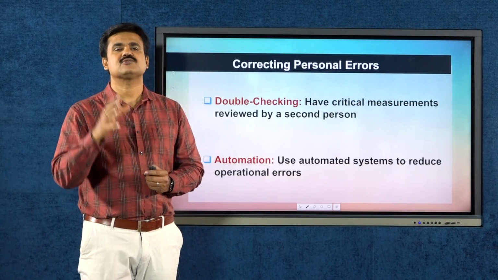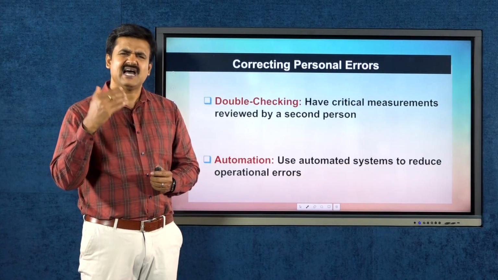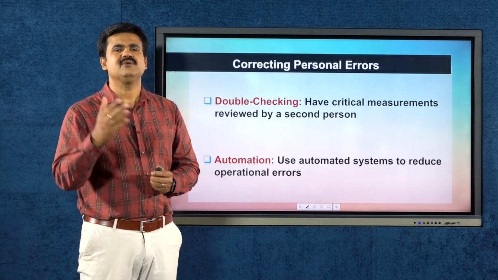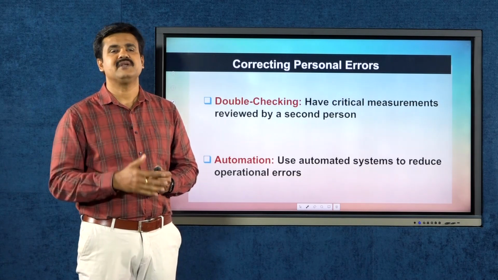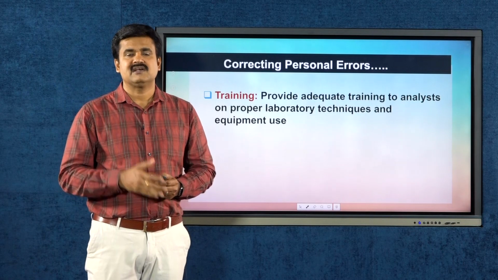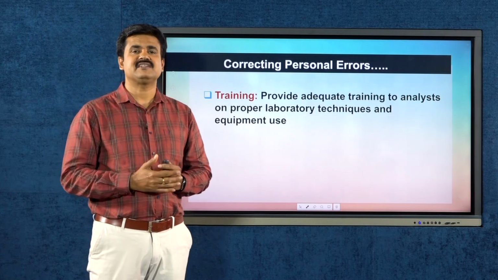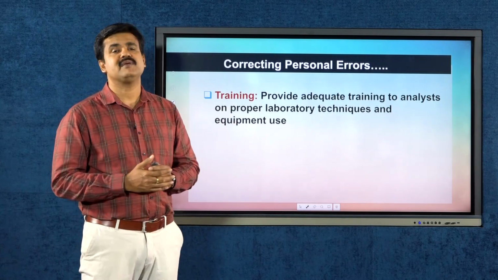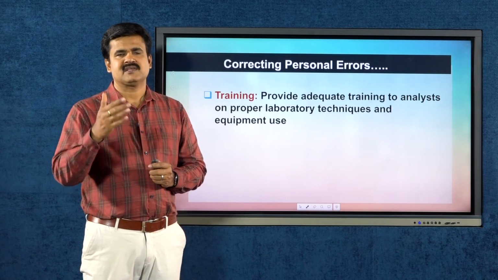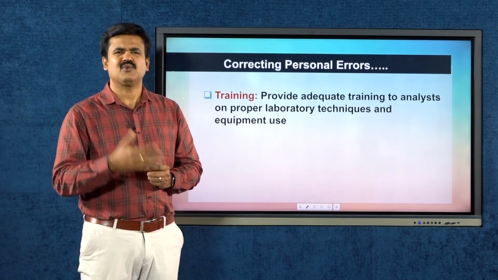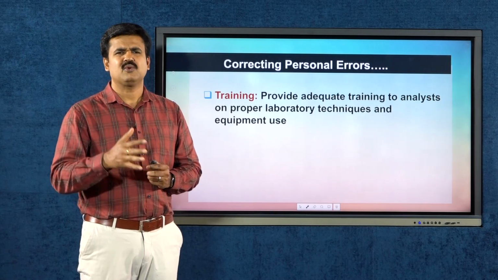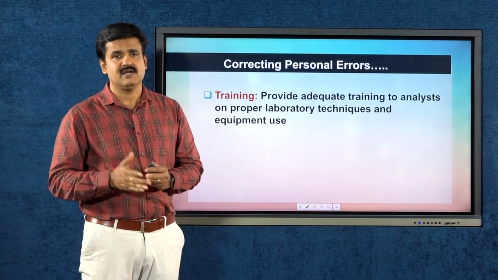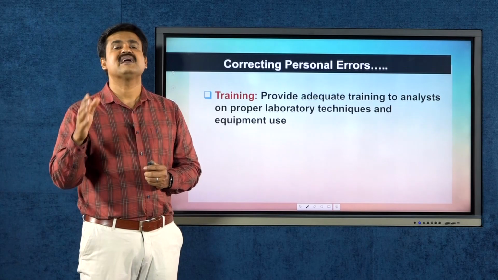The operational errors or personal errors are caused by the analyst. So, if you replace the analyst with some automated instruments, you can reduce this personal error to a good extent. Now, training. Provide adequate training to analysts on proper laboratory techniques and equipment use. So, before starting usage of high-end instruments or an analytical instrument, the person who is responsible for using or handling that instrument must get proper training on the procedures and the techniques behind that instrument.